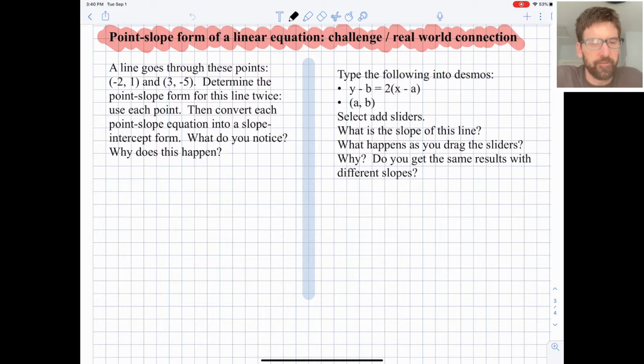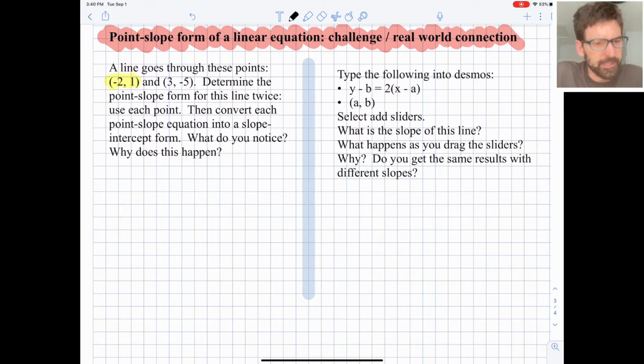Determine the point-slope form for this line twice, so we have double work to do using each point, okay? And then convert each point-slope equation into slope-intercept form. What do you notice? Why does this happen? Okay, so let's do it. Let's use our first point first.